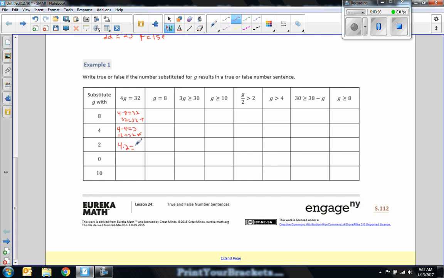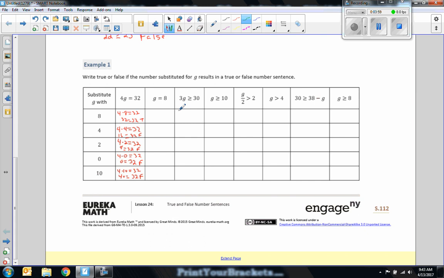4 times 2 equals 32. I better write a little smaller. So we have 4 times 2 equals 32. 8 equals 32. That is definitely false. 4 times 0 equals 32. 0 equals 32. False again. And 4 times 10 equals 32. 40 equals 32. False.